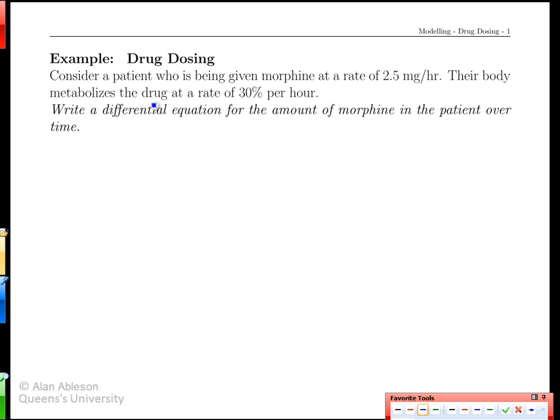Let's take a look at a new kind of biomedical model here. Consider a patient who is being given morphine at a rate of 2.5 milligrams per hour, a continuous dose. Their body metabolizes the drug at a rate of 30% per hour.